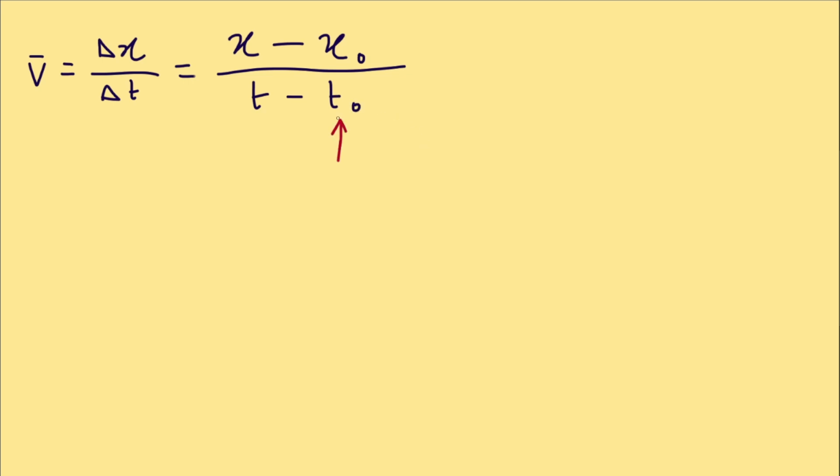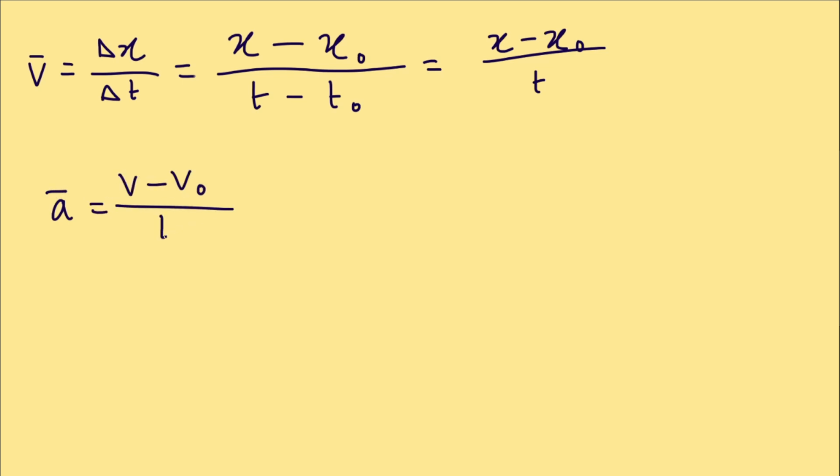t0 is usually numerically just 0, because imagine you have a stopwatch and you click start. It starts at 0 seconds, so we're just going to write it as 0. So our new average velocity equation is x minus x0 over time. Next step, we have average acceleration is equal to velocity minus initial velocity over time, assuming acceleration is constant. If you notice, this is in the same format as these up here.